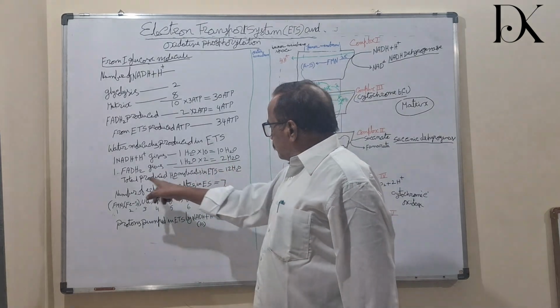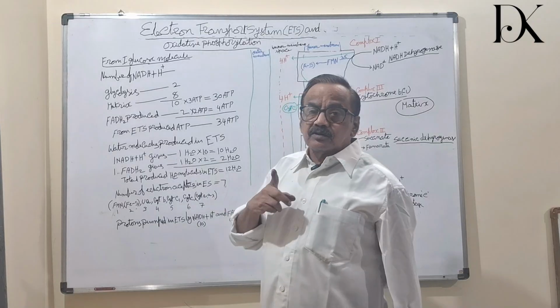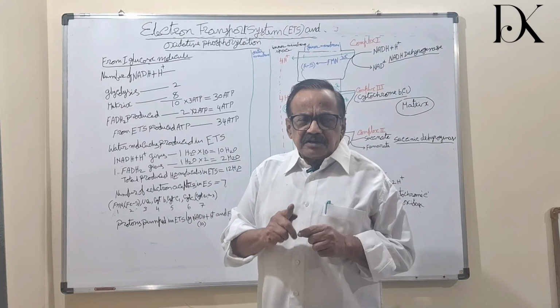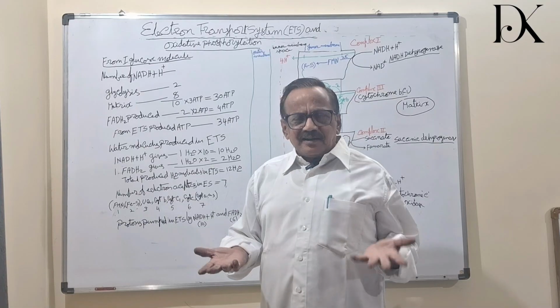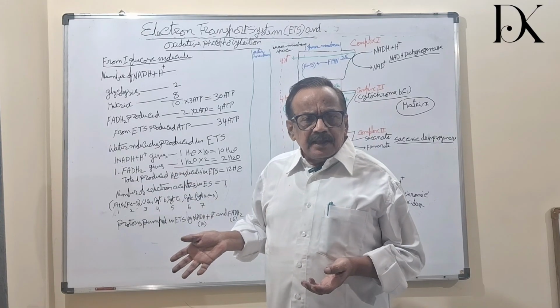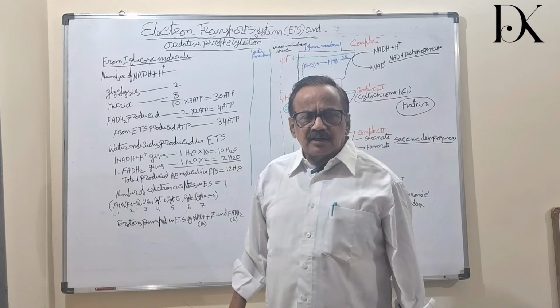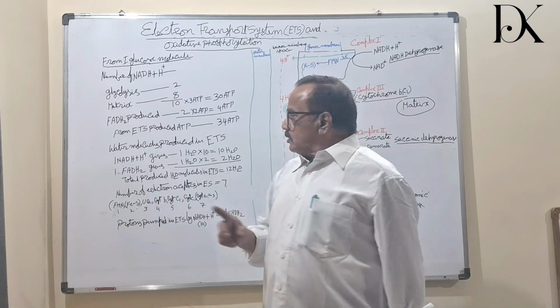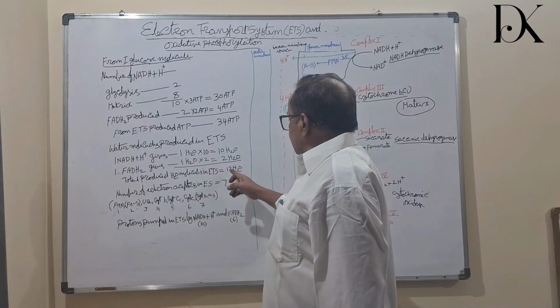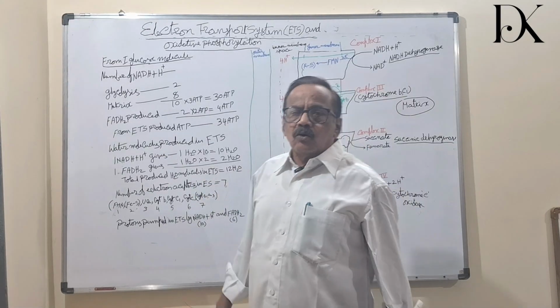Total how many H2O are produced? 12 H2O are produced. Remember it. All are so many bits. One bit showing this is what is. I don't like that. If you know this entire thing, in any angle it comes, you will give the answer. That is the thing. Now the total H2O molecules produced in the ETS is 12 H2O.